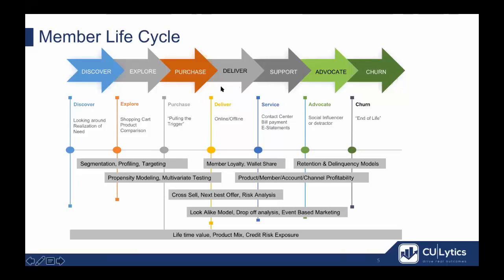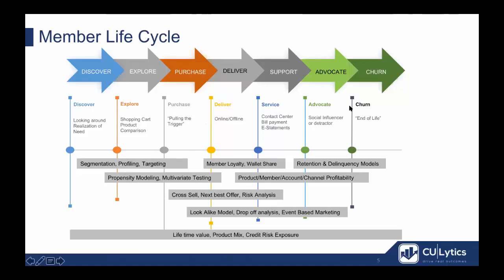Similarly, when a member is going through the purchase, delivery, and support process, that is where member loyalty and wallet share come into the picture. Even if a member has got one product, how can we drive that engagement through cross-sell and upsell, so that we get a bigger share or bigger partnership from their wallet, so that they are using our organization as the primary institution that they are banking with.